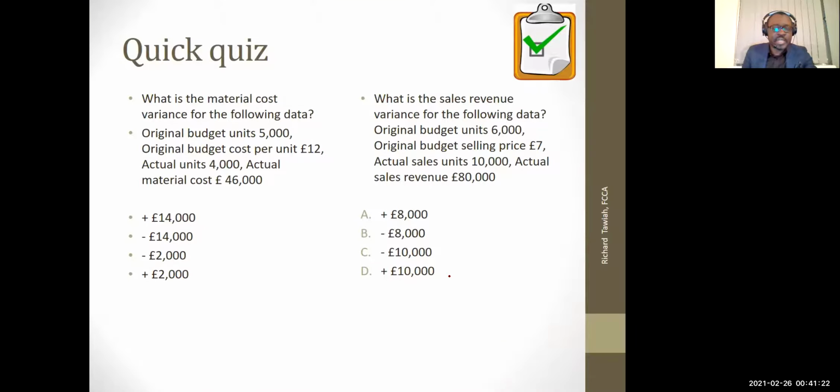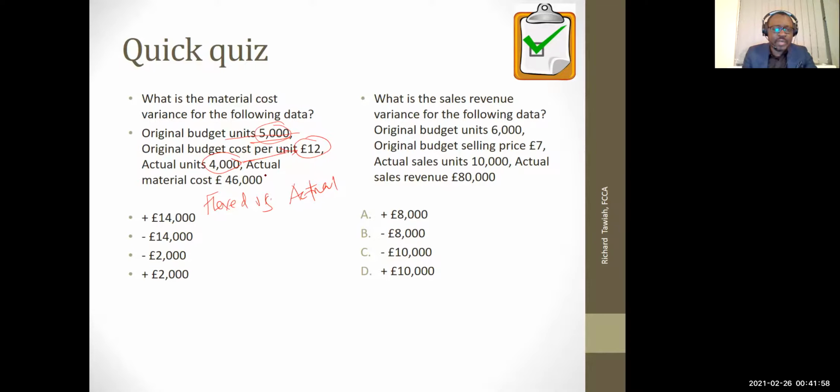Okay, let's take a typical example here, and you can easily calculate. Remember, we are comparing the flexed, okay, flexed versus the actual, okay, not the original. So you can easily work it. So what is the material cost variance for the following data? Original budgeted unit is this. Original budget cost is this per unit, but the actual unit was this. So you don't need the original units again. You don't need it again. So we compare our actual.